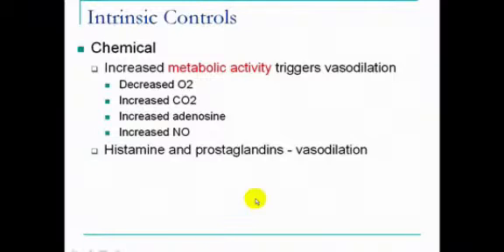Some other chemicals that you might need to be aware of that cause vasodilation are histamine and prostaglandins. We'll talk more about these when we get to your immune system. But prostaglandins, remember, are released when tissues are damaged, and histamine is released as part of the inflammation response. So when a tissue is damaged or you have an immune response in a tissue, you need to get more blood to that tissue, so these chemicals will cause vasodilation.